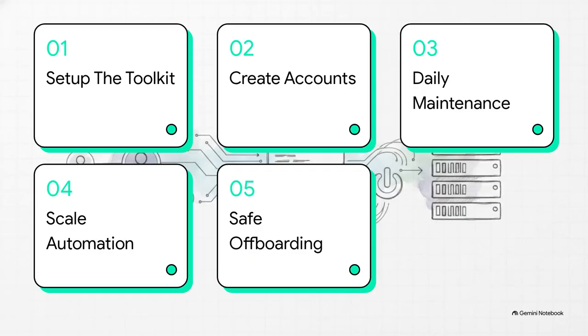Okay, let's just briefly run through our agenda. We're covering setting up the toolkit, creating accounts from scratch, daily maintenance and troubleshooting, scaling up with automation, and finally, safe offboarding and deletion. To make all this stick, we're actually going to follow the life cycle of a theoretical new employee. Let's call her Jane Doe, from her very first day on the job to her eventual last.